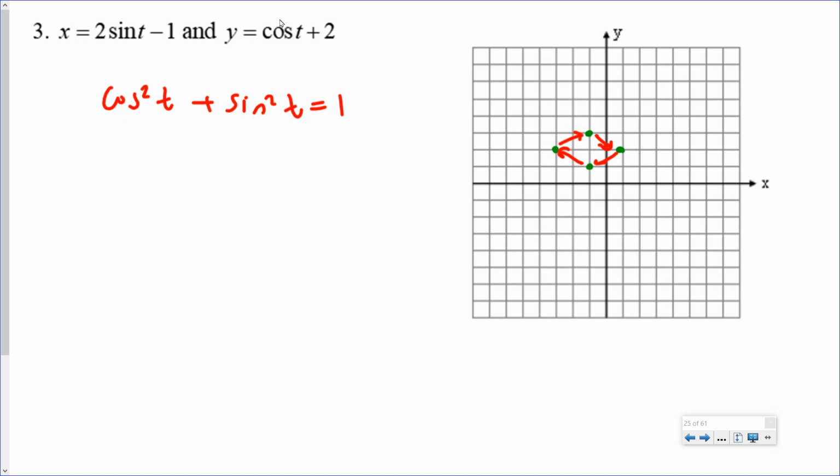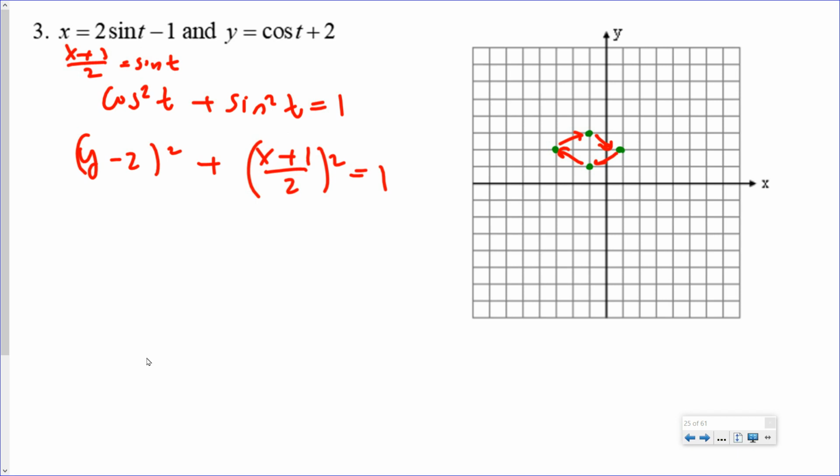If I solve for cosine here, do you agree that cosine is equal to y minus 2? Right, so I'm going to put y minus 2 on this side, and that's squared. Is everybody with me so far? Okay, what's sine equal to? Sine over here is going to be equal to x plus 1 over 2, right, if I solve for sine. All right, so this over here is x plus 1 quantity squared over 2 squared. Did I do that right? X plus 1 over 2 quantity squared equals 1.